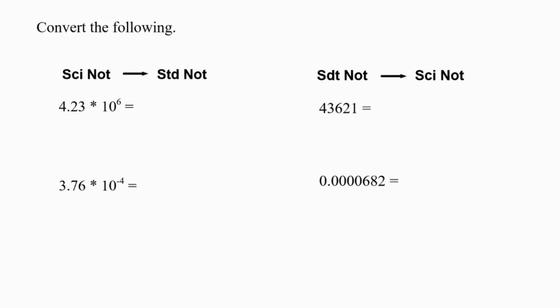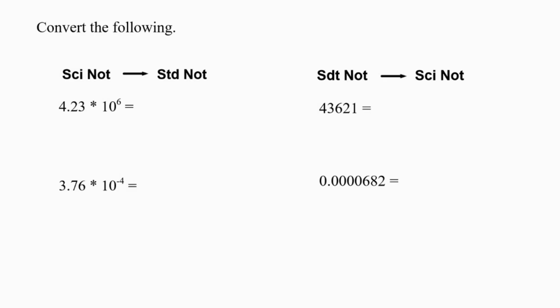So this first problem over here is 4.23 times 10 to the 6th power. This is in scientific notation. Remember what I said before, the number has to be between 1 and 10, and this 4.23 is between 1 and 10. That's another indicator that this is in correct, proper scientific notation, and we're going to take this and convert it into standard notation.